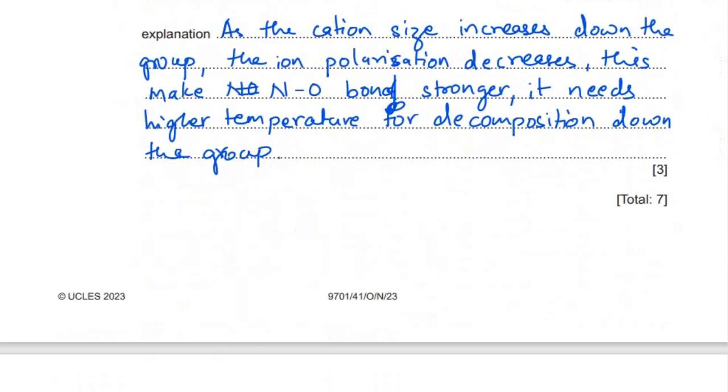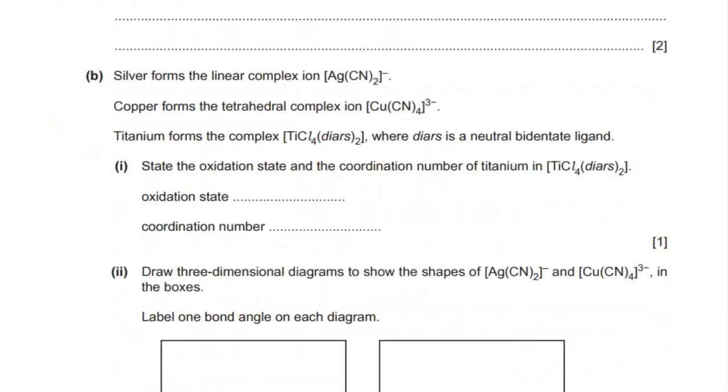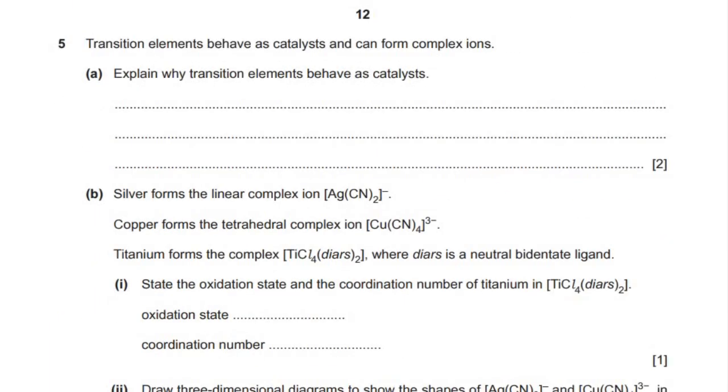Let's see what is next. The next sub question is question 5. Question 5 is also about transition elements, and it says transition elements behave as catalysts and can form complex ions. Explain why transition elements behave as catalysts. Now the first thing is, to behave as a catalyst, it should have a variable oxidation state. But why do the transition elements have a variable oxidation state? You need to explain, because it carries 2 marks.